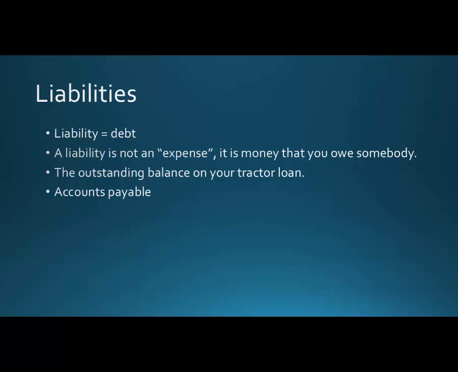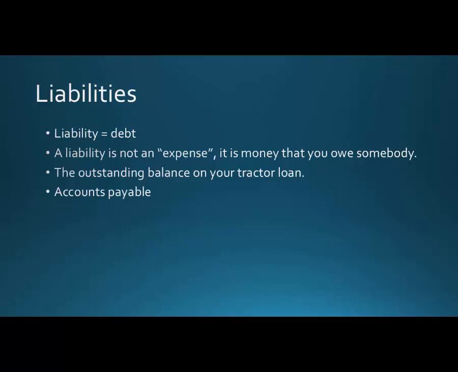Liabilities. Liabilities means debt. Liabilities is bad news. Liabilities is where you owe people money. Now, just because it's bad news doesn't mean it's a bad thing, because a lot of businesses do owe people money. It's not that big a deal. A liability is not an expense. An accountant would not call a liability and an expense the exact same thing, right? It's money you owe somebody. The outstanding balance on your tractor loan, for example, is a liability.